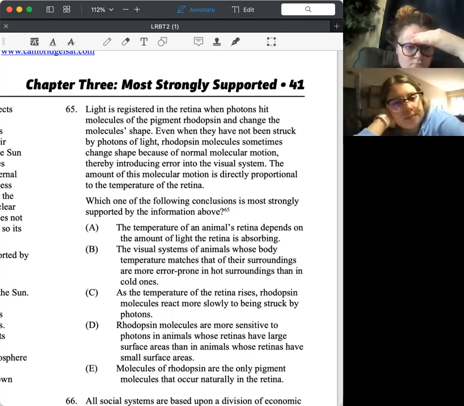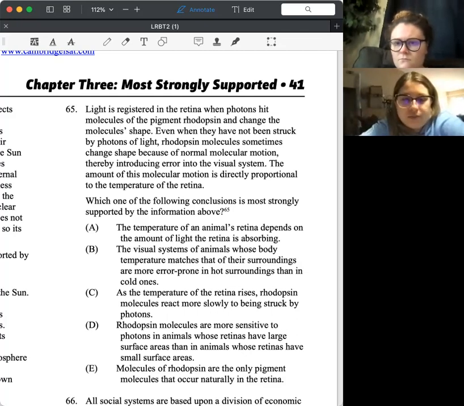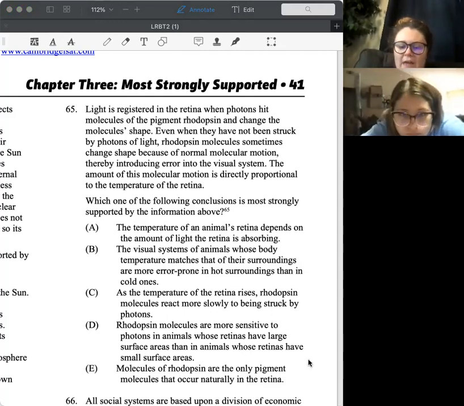The temperature of an animal's retina depends on the amount of light the retina is absorbing. The temperature depends on the amount of light. I don't think it depends. No, I don't think light impacts that, not at all. It just gives us a little tidbit of what light does when it's registered. We're talking about errors and R's, and this is saying the temperature of our eye depends on whether light comes in or not. Mm-hmm. Excellent.